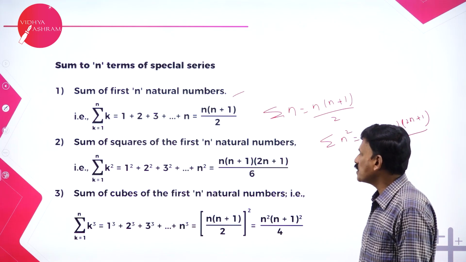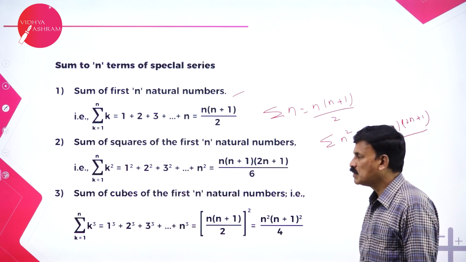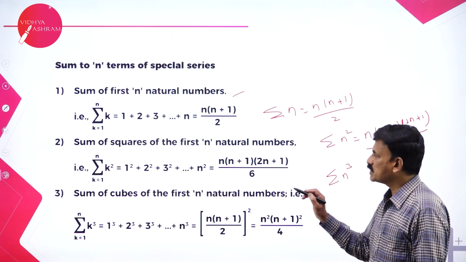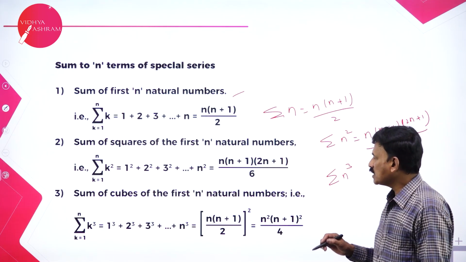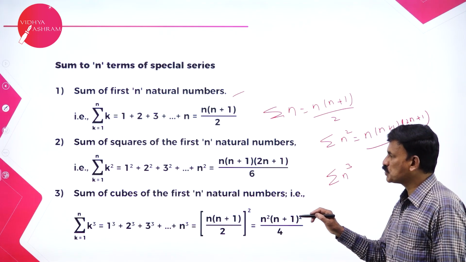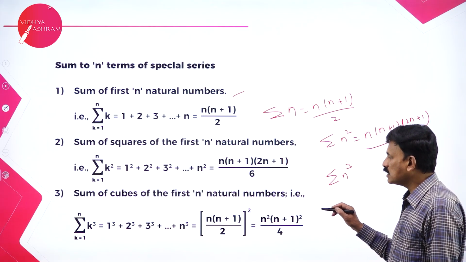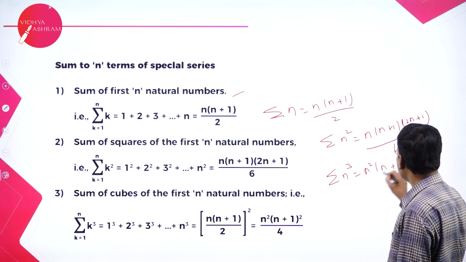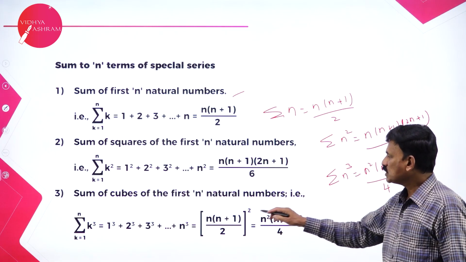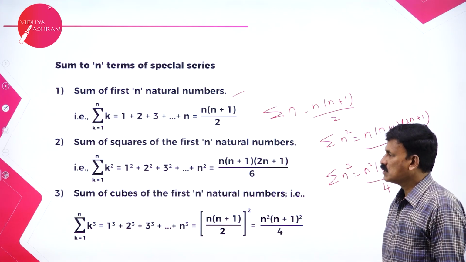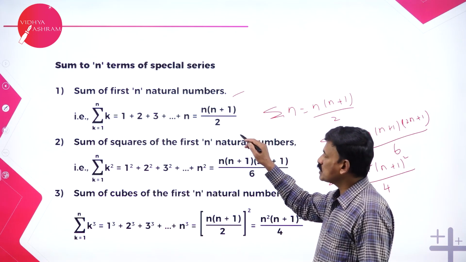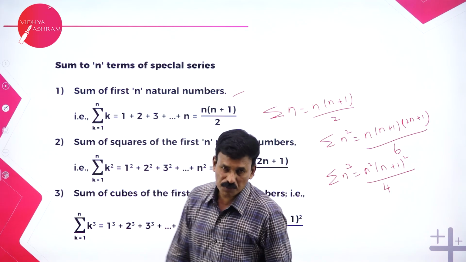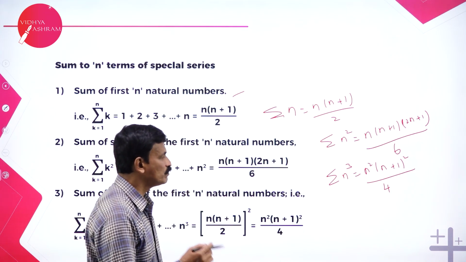Similarly, the sum of the cubes of the first n natural numbers, that is sigma k cube or sigma n cube, 1 cube plus 2 cube plus 3 cube plus etc. plus n cube, is given by sigma n cube equal to n square into n plus 1 whole square divided by 4, or n into n plus 1 divided by 2 whole square. Right. So, sigma n is n into n plus 1 by 2, sigma n square is n into n plus 1 into 2n plus 1 by 6, and sigma n cube is equal to n square into n plus 1 whole square divided by 4.